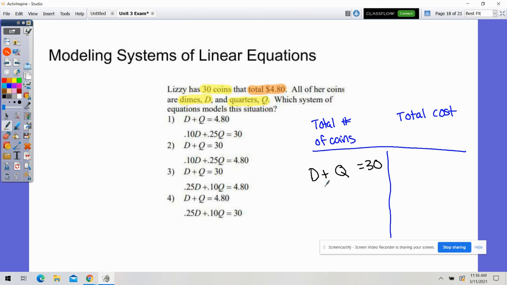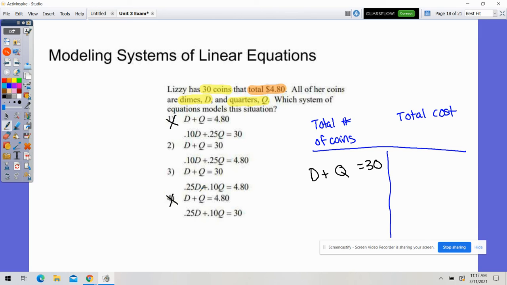So now we can get rid of answer options that do not have this equation. I see that we can get rid of 4, because D plus Q is $4.80, and we can get rid of 1. Now, if you take a look at these other two, 2 and 3, which we have left, they have 0.10 and 0.25 as coefficients.